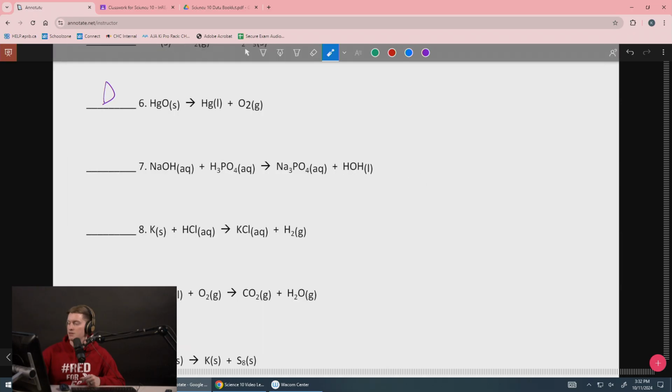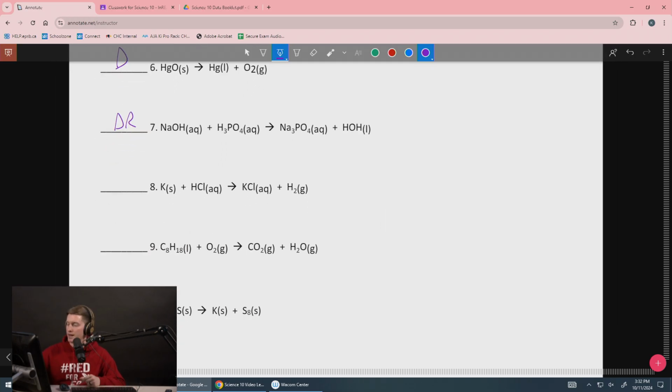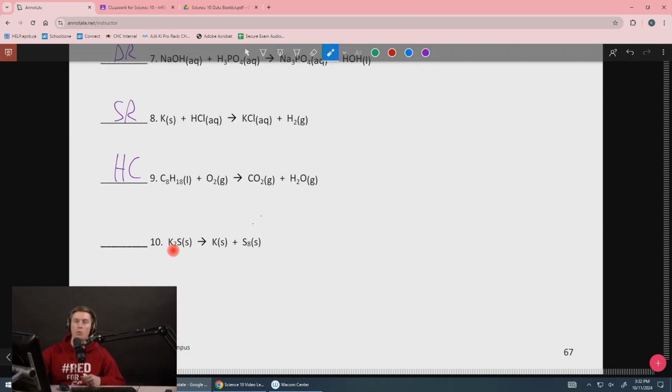Number 7, two compounds at the start, two compounds on the end, double replacement. Number 8, an element by itself, reacting with a compound, forming a new compound, and an element by itself. That's a single replacement. Number 9, oxygen, carbon dioxide, and water has to be a hydrocarbon combustion. And number 10, one compound breaking down into elements. That is a decomposition.